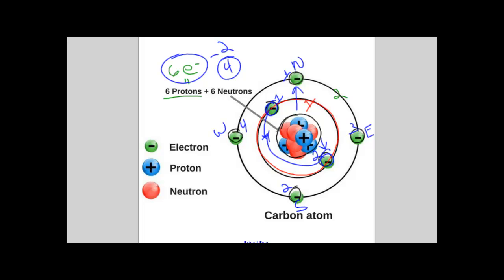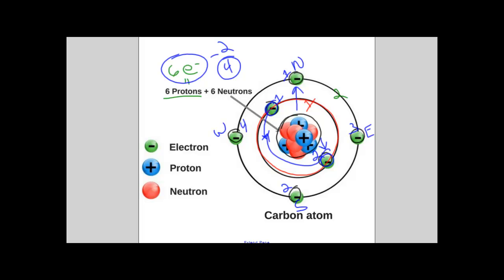All 4 of these electrons for carbon in this second energy level are unpaired. They're single. And the outermost shell is called the valence shell. So in its valence shell, carbon has 4 unpaired electrons. All 4 of these electrons want to be paired. How are they going to pair up?